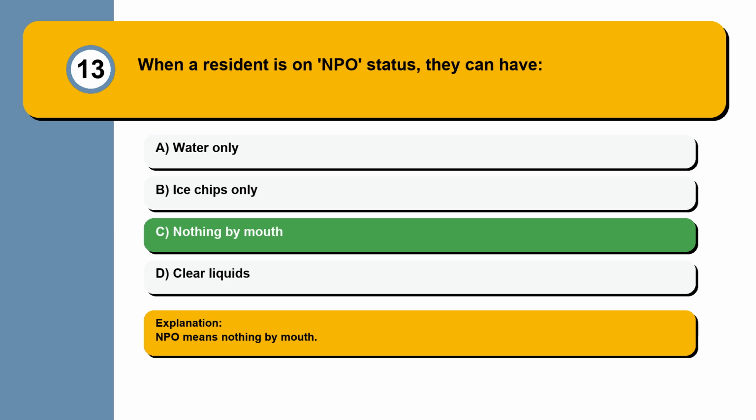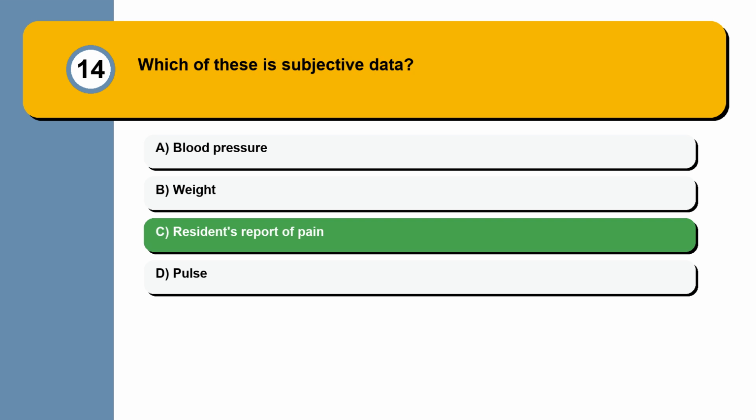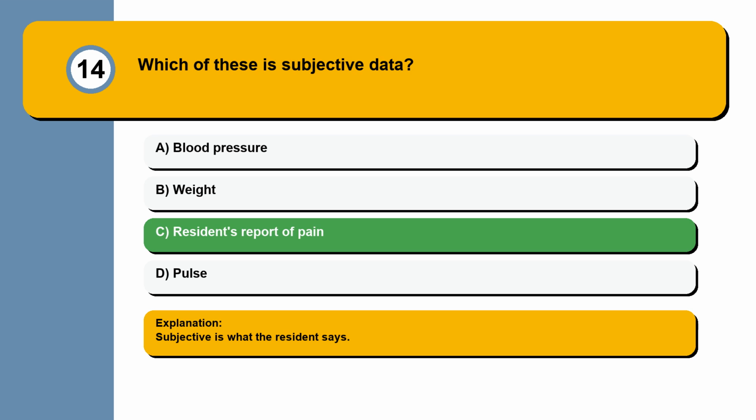Question 14. Which of these is subjective data? Blood pressure. Weight. Resident's report of pain. Pulse. Subjective is what the resident says.